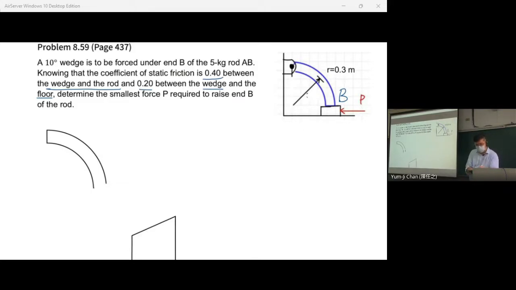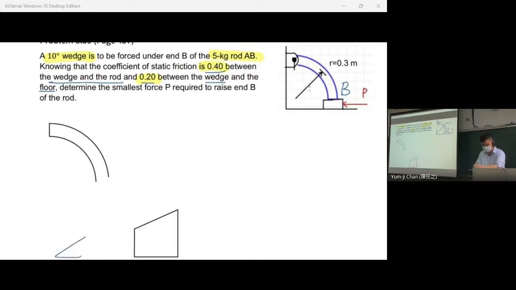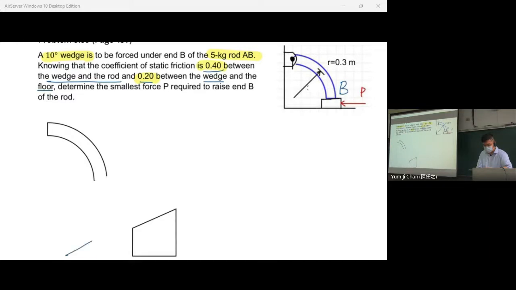Now, let's take a look at the numbers here. 10-degree wedge, 5 kilogram rod AB, 0.4 and 0.2. Where are these on the diagram? 10-degree wedge means this angle is 10 degrees, okay?